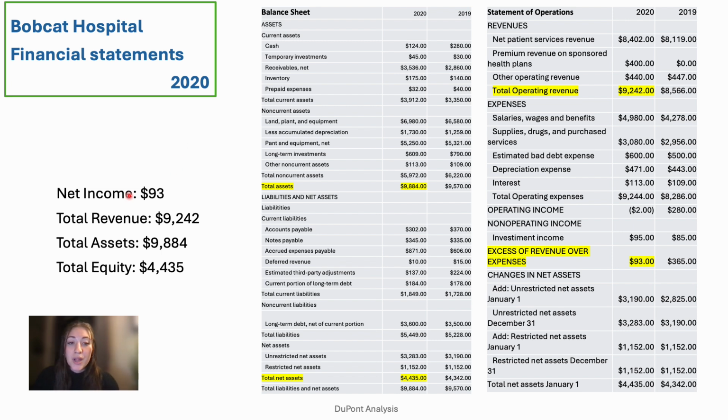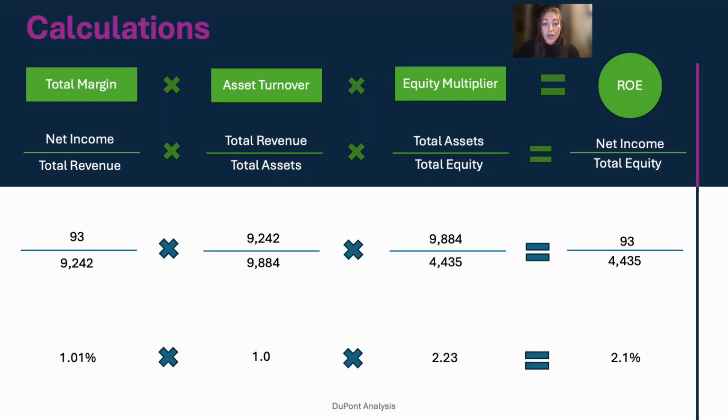So your net income and your total revenue, both of those will come from your statement of operations. So I have them right here. Your total revenue is going to be $9,242. And then your net income is going to be $93. Now your total assets and your total equity are going to be found on your balance sheet. So the total assets for this organization are $9,884, where your total equity, or listed here, the total net assets, are $4,435.